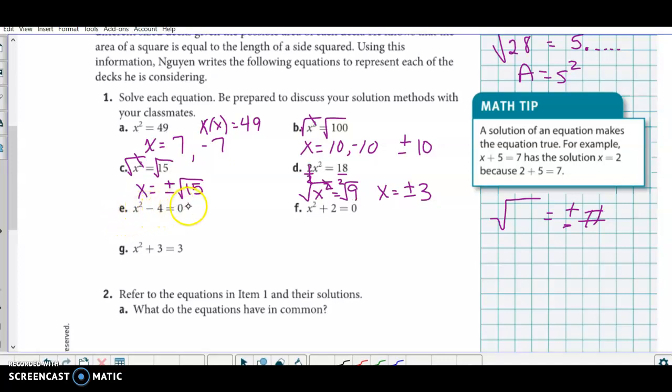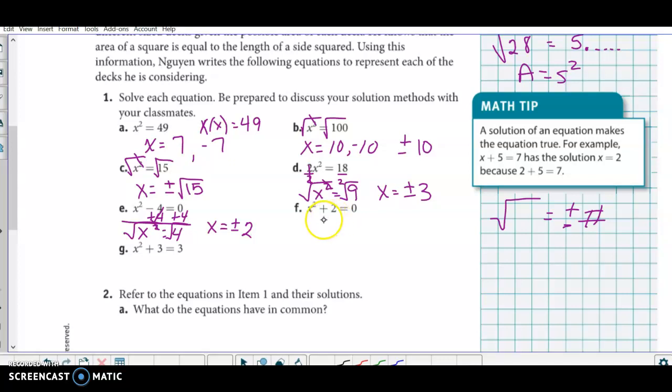E is x squared minus 4 equals 0. Again, we're going to undo the add and subtract. x squared equals 4. Now I can take the square root. x is equal to plus or minus 2, because that is a perfect square.